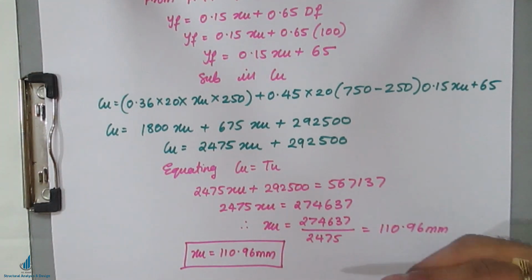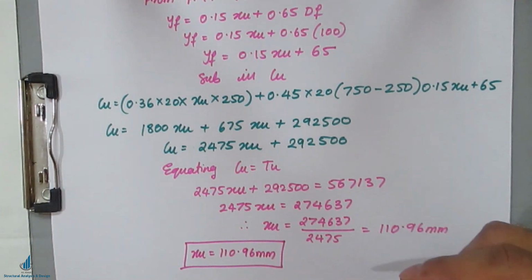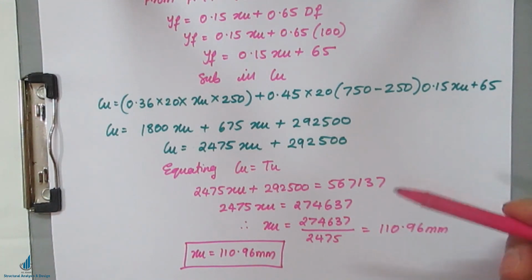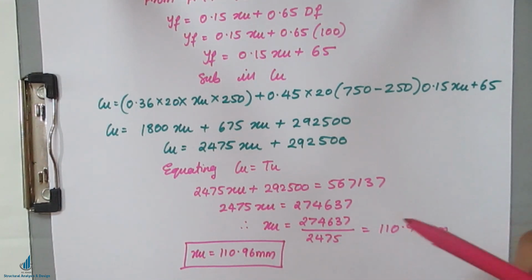When we had assumed the neutral axis to lie in the flange, the depth of neutral axis was coming out to 105 mm and it was lying outside the flange. Then what we did, we equated the total compressive force to the total tensile force and then we got the new xu value, that is 110.96 mm.